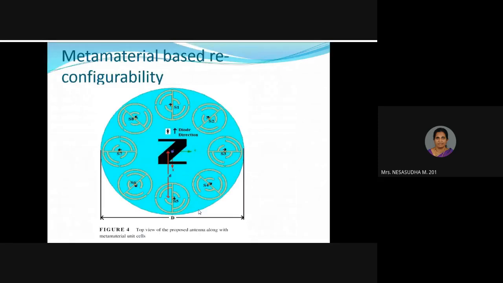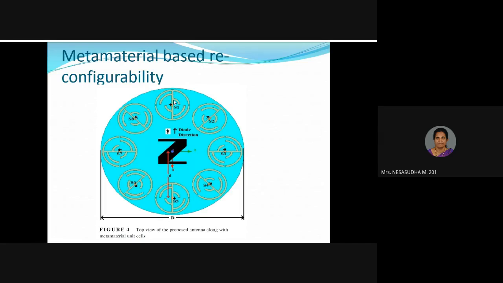Okay, this is a metamaterial based reconfigurable antenna. This is the antenna we designed in the lab. So this is the reconfigurability. Here it is the pin diode we used for switching. Here in the bottom we have a Z shape. The ground plane is also Z shape, and the radiating element is also Z shaped. This blue color is a Rogers material. In this material, this is the structure.